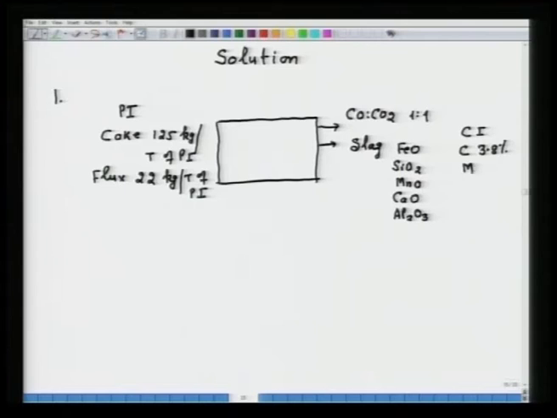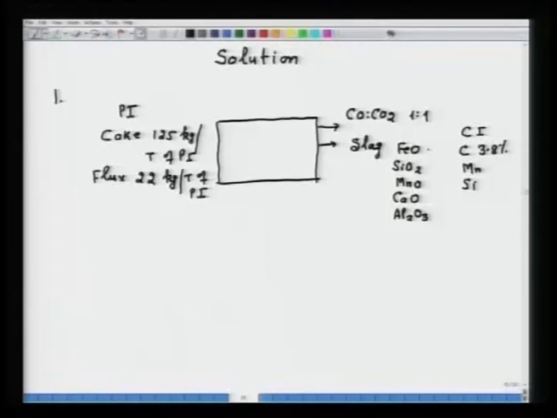It contains manganese and silicon. No percentage of manganese and silicon in cast iron is given. So, you cannot find out what is the percentage of iron at the moment. Slag composition, if you wish you can write down: 12, 45, 3, 25 and 15.